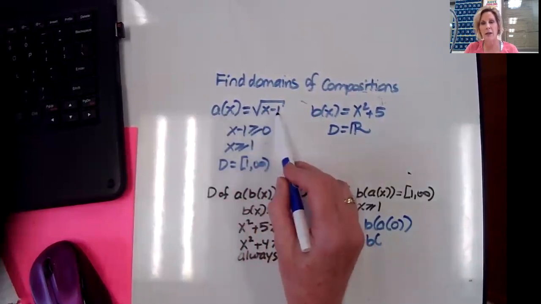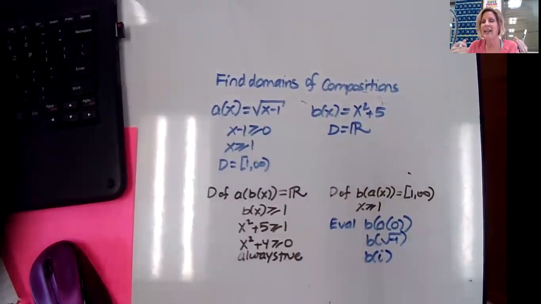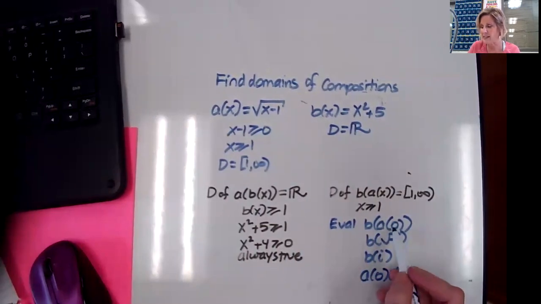That would be the square root of negative 1. But I can't have imaginary y values. So that actually means that a of 0 does not exist. So that means that 0 must not have been in the domain. I can't get b of a of 0 because I wind up getting in all this imaginary stuff. So that's an example of finding the equation can actually lead you astray in the domain.